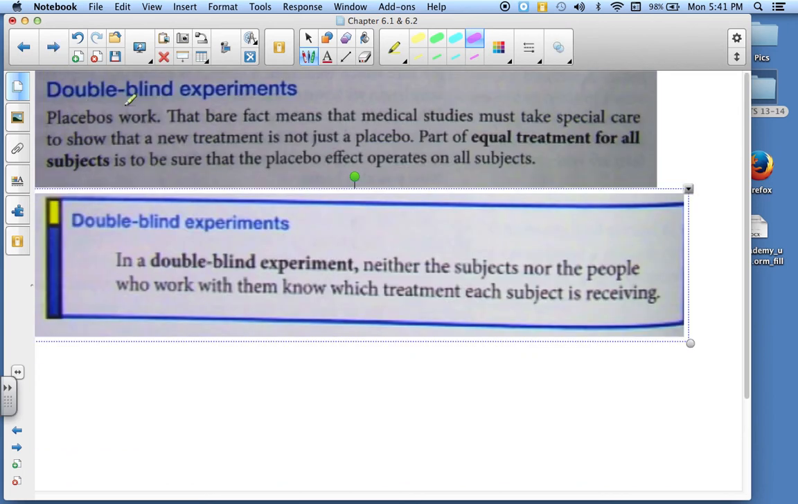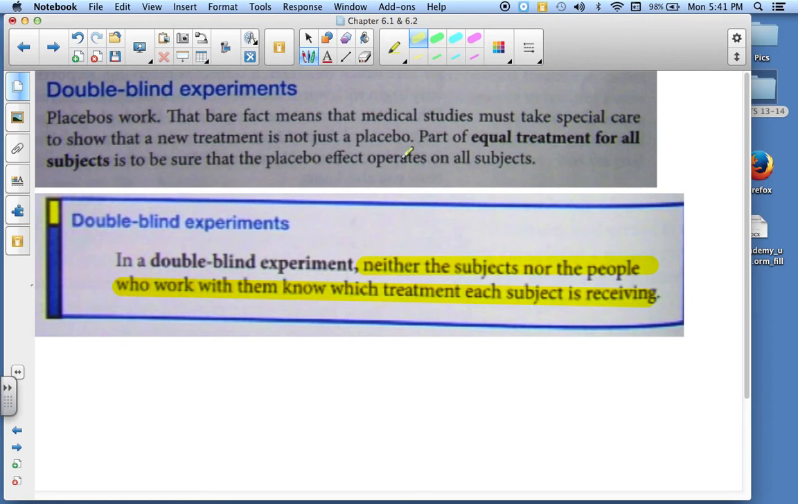All right, a double-blind experiment is when neither the subject nor the person giving the treatment knows what the subject is receiving. So no one knows except for the person who owns the experiment. Neither the subject nor the people who work with them know which treatment each subject is receiving.